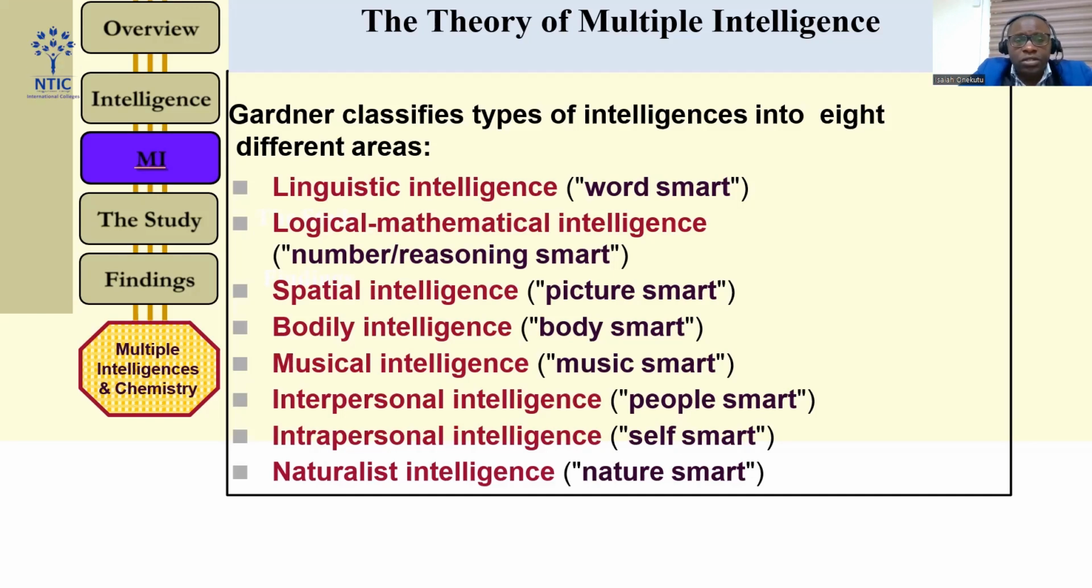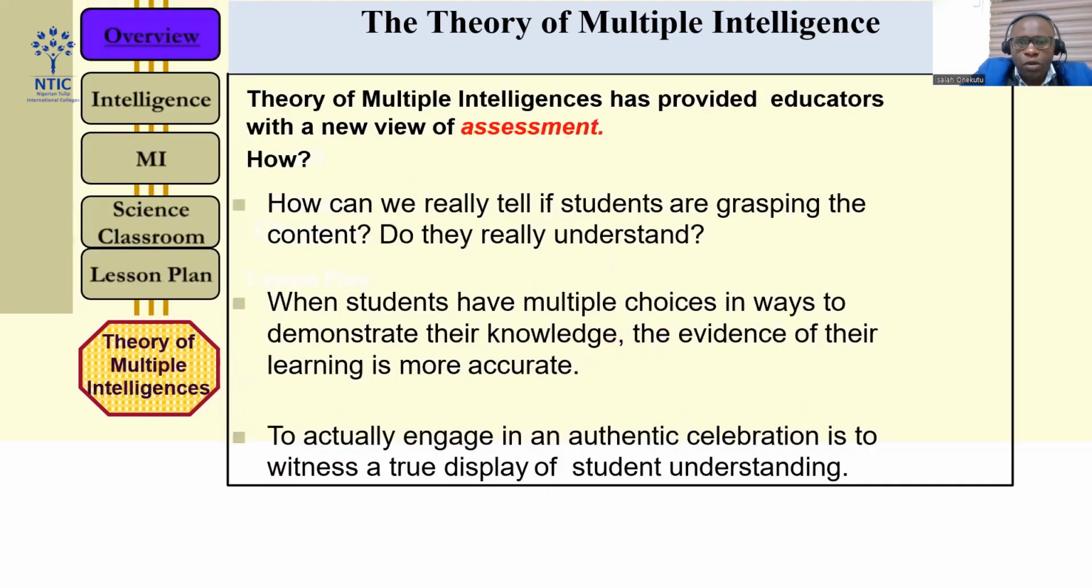And what he's trying to let us know is that we shouldn't limit our learning to just the linguistic and the logical-mathematical. Now, the theory of multiple intelligences has provided educators with a new view of assessment. The normal traditional way of assessment is just the pen and paper, which is quite limited. But now the question is this: how can we really tell if students are grasping the content that is being taught? Do they really understand the information we're passing across to them?